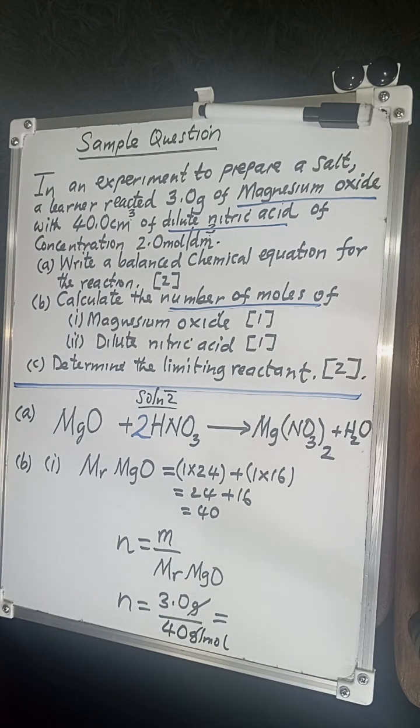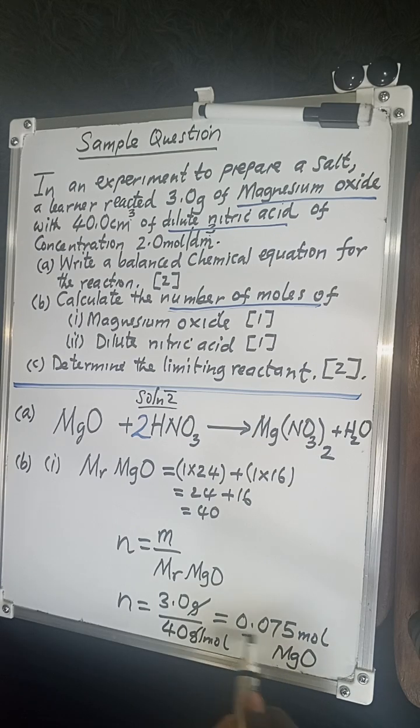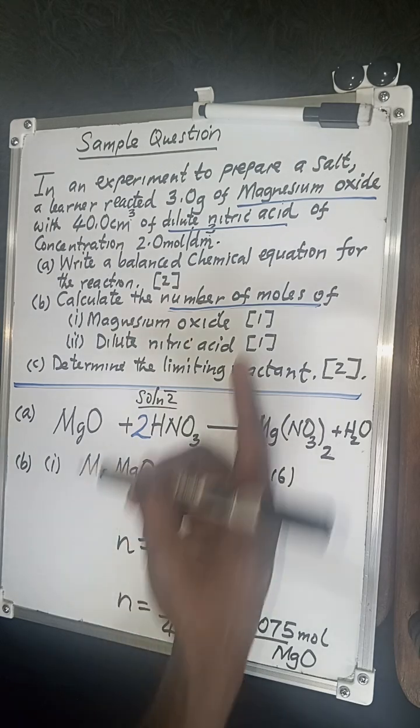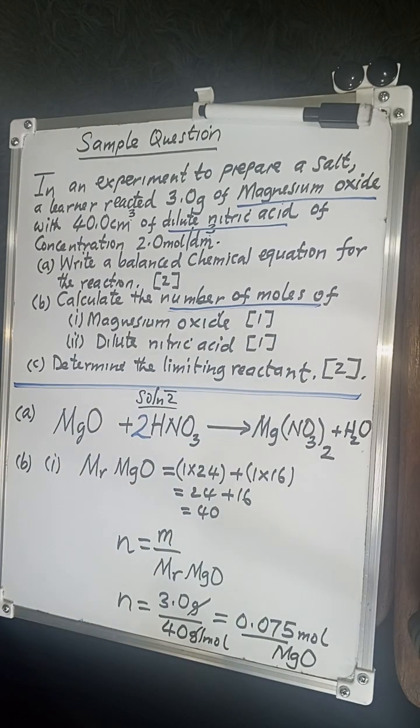So what will that give you? Well, using your calculator, 3 divided by 40 is going to give me 0.075 mole. So this is magnesium oxide. So these are the number of moles that they wanted you to calculate for magnesium oxide. And that question was carrying just 1 mark. All right, so that is what they wanted you to do.